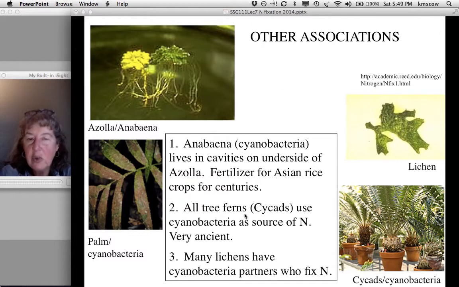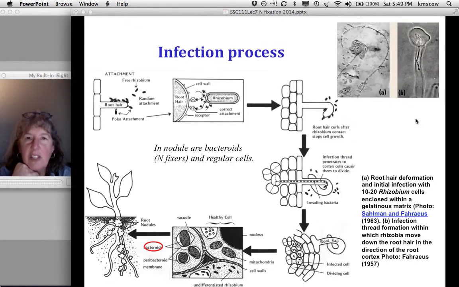In addition, tree ferns, these ancient cycads, some of which can be seen in the greenhouses at UC Davis, also have a relationship with cyanobacteria that live in these little crevices where water accumulates. And also, of course, many lichens also fix nitrogen.